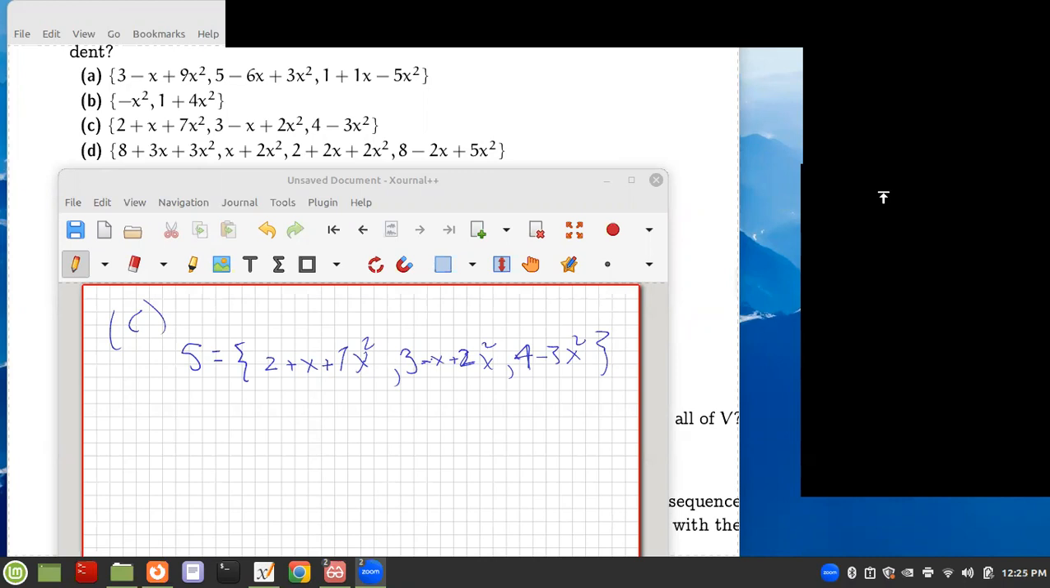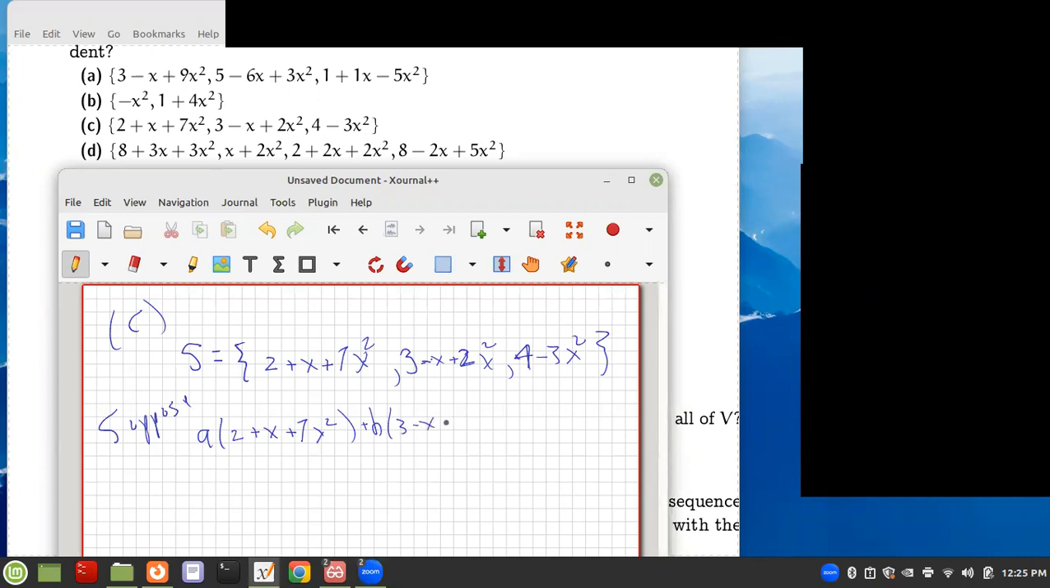Well, shall I show you how to proceed? Okay. Well, you do the same thing you did before. You suppose that some number a times 2 plus x plus 7x squared plus b times 3 minus x plus 2x squared plus c times 4 minus 3x squared equals 0. That's your linear combination. Then we want to solve this for a, b, and c.